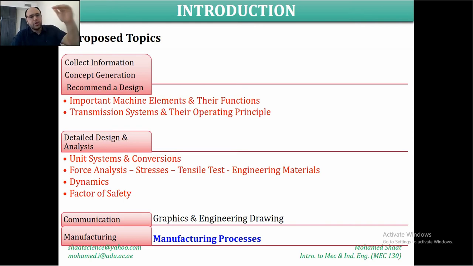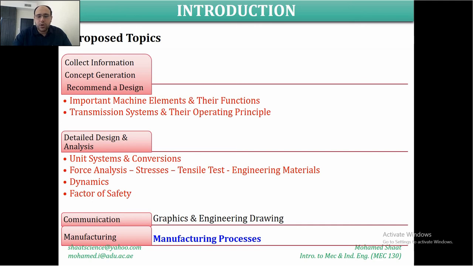We said that once we do the detailed design and we represent our design over some graphics and some engineering drawing, then we have to move to make this design. We have to bring it into reality, and this can be done through a manufacturing process. So that's why over this video we are going to discuss these manufacturing methods.